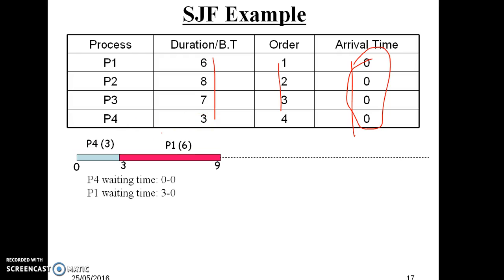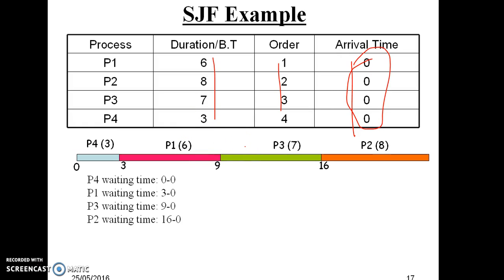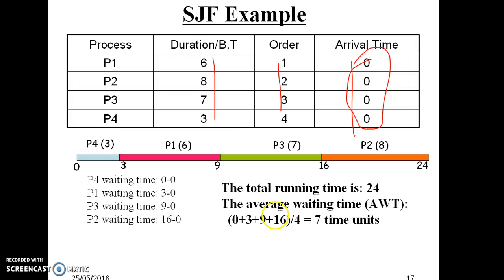Then the burst time of the next process, P1, is the minimum compared with the other processes. So P1 is executed, next P3 will be executed, and finally P2 will be executed. So we have the waiting times of the different processes: P4 is 0, P1 is 3, P3 is 9, and P2 is 16. The total running time is 24, and the average waiting time is the addition of these waiting times divided by the number of processes.